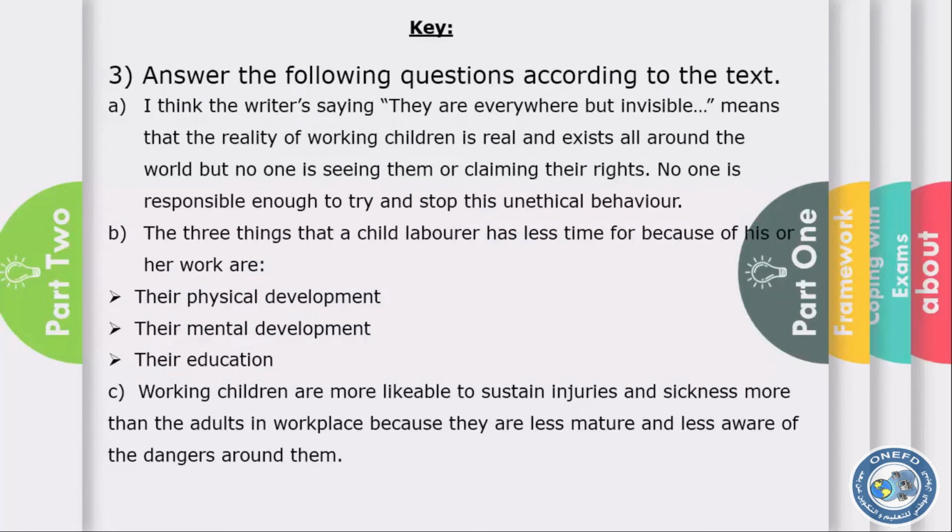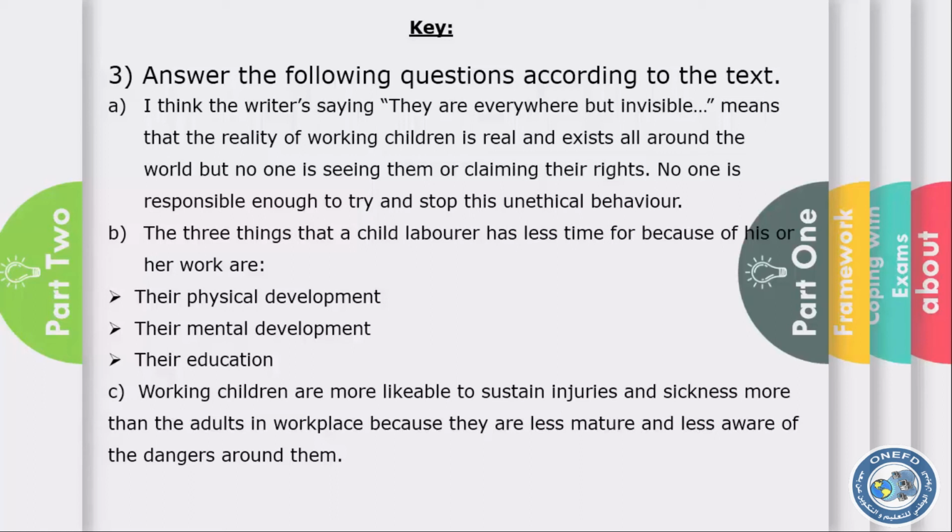So, first question, you answer it according to your understanding. This is a sample answer so that you can revise on it. First, I think the writer saying they are everywhere but invisible means that the reality of working children is real and exists all around the world, but no one is seeing them or claiming their rights. No one is responsible enough to try and stop this unethical behavior.